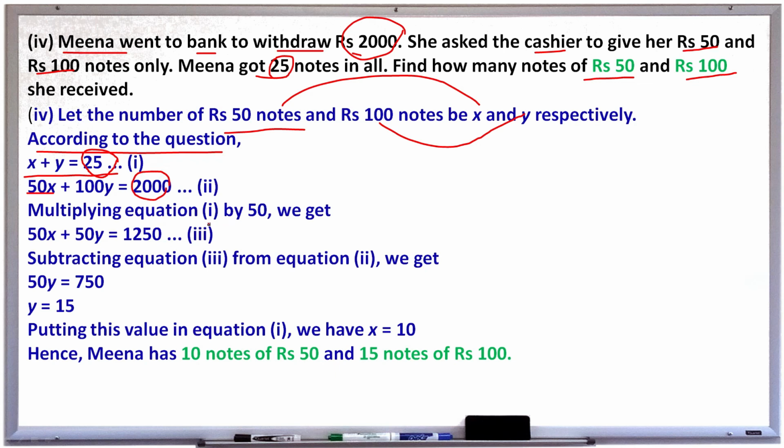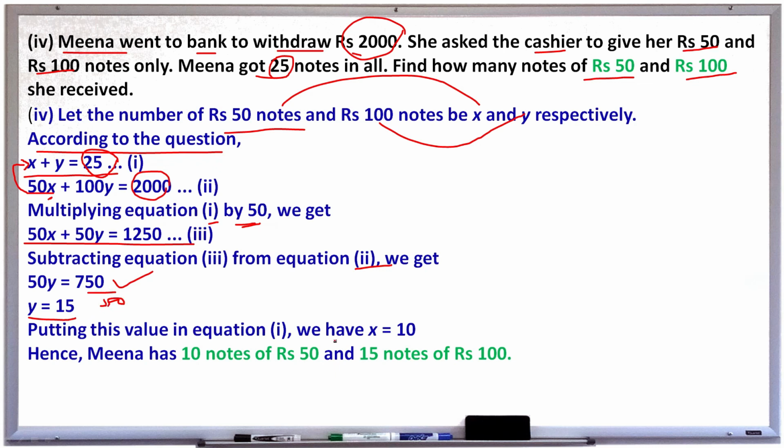Multiplying equation number 1 by 50. Why we should multiply the coefficient only? Coefficient of x in the equation number 2 you should multiply with the equation number 1. So the first equation will become 50x plus 50y is equal to 1250. Subtracting 3 from equation number 2 we get 50y is equal to 750. So y value is equal to just divide 750 divided by this 50, right? You will get the answer 15.